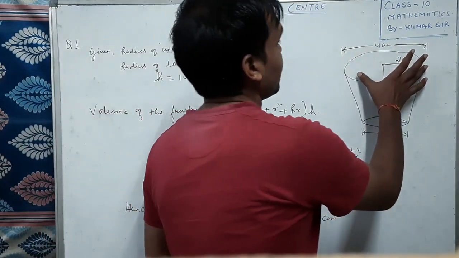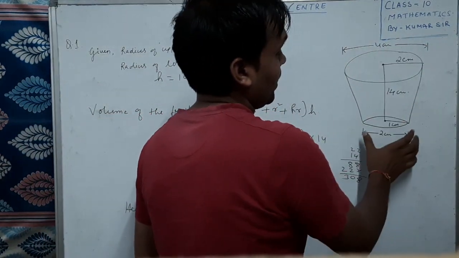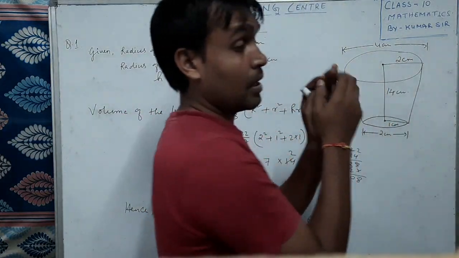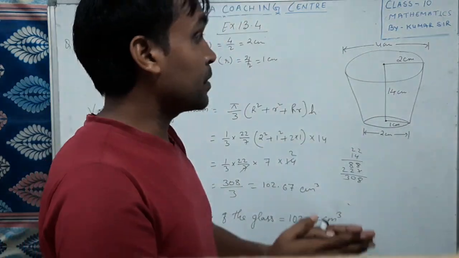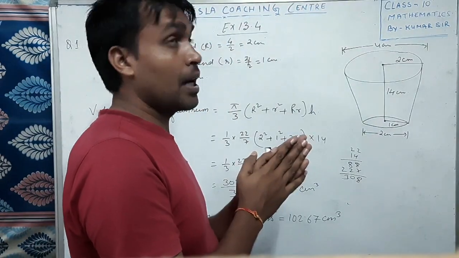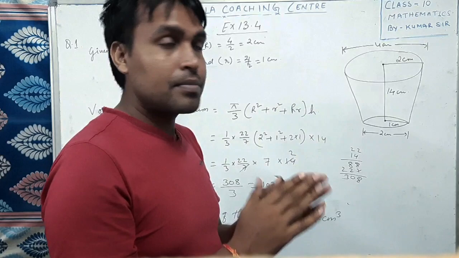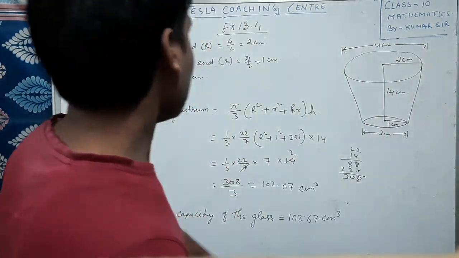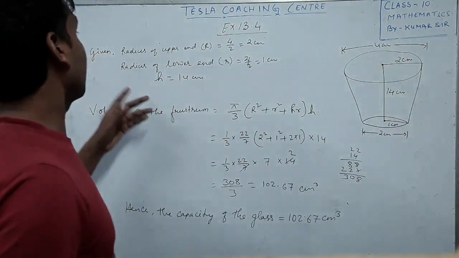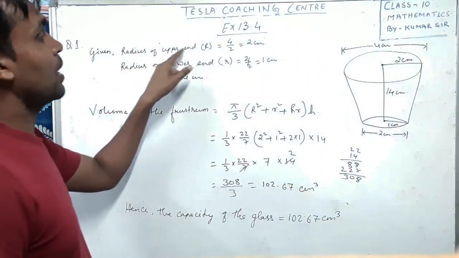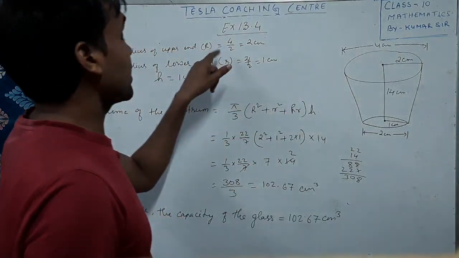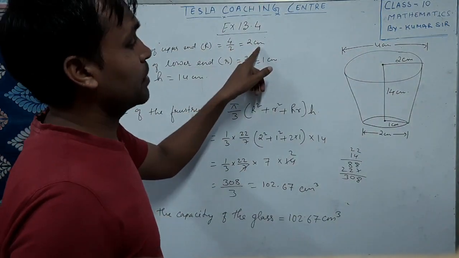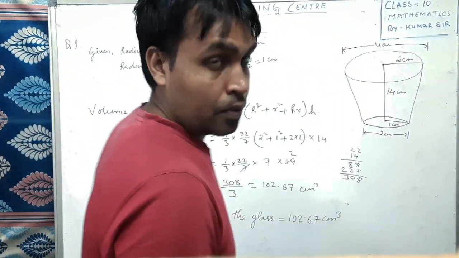So the diameter here is 4 centimeters, as you can see, and here the diameter is 2 centimeters. Now they are telling us to find the capacity of the glass. Remember, dear students, whenever capacity is asked, capacity means nothing but volume. So coming to the question, we first write the radius of the upper end. Radius is equal to diameter by 2, so 4 divided by 2, it will be 2 centimeters.